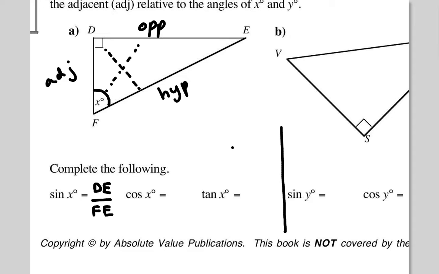Absolutely. But we're just going to use the... You could, yeah. Okay, cos X, adj over hyp. So then we'd have DF over FE. And then op over adj for tan, TOA: DE over DF.